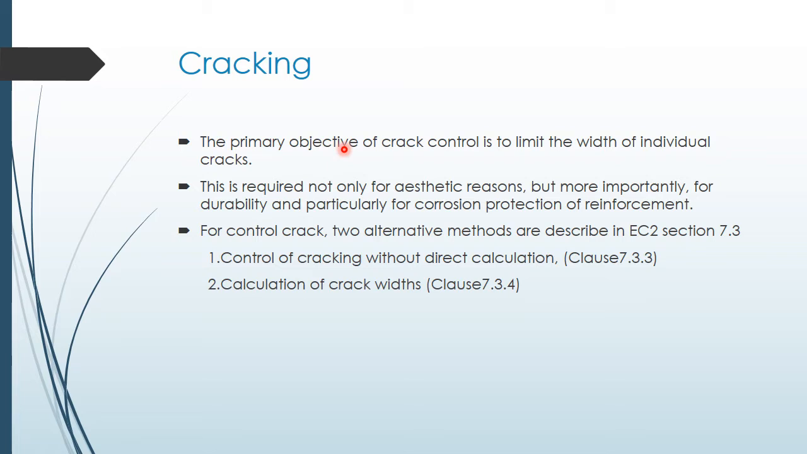The main objective of crack control is to limit the width of individual cracks. This is not just for the aesthetic reason, but most importantly for the durability, and particularly for the corrosion protection of reinforcement. For controlling cracking, two alternative methods are described in Eurocode 2 section 7.3. First, we control the cracking without direct calculation, and second, we calculate the crack width.